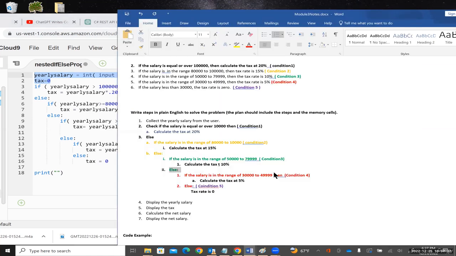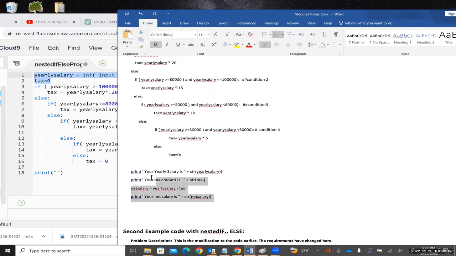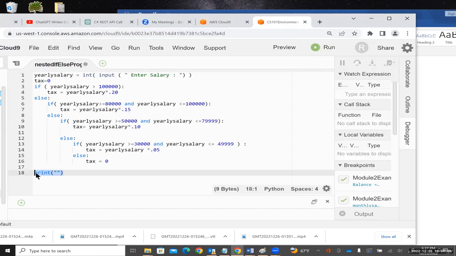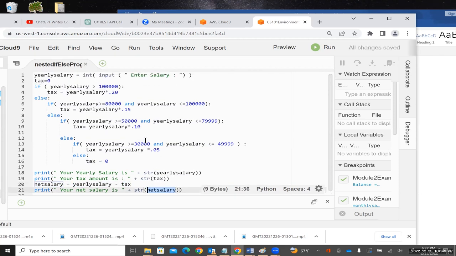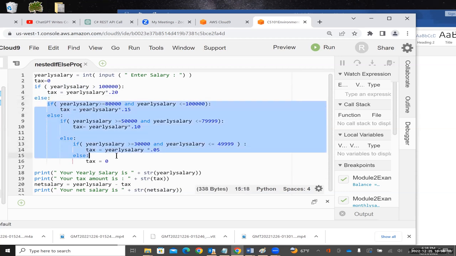So I'm going to get this code from here, print it over here. Basically, you're displaying the yearly salary, you're displaying the tax, and you're calculating the net salary as yearly salary minus tax, and you're displaying the net salary. So always write the code for the outermost skeleton. This is the outermost skeleton. Write that first, and then start filling in the details one level at a time, one layer at a time.